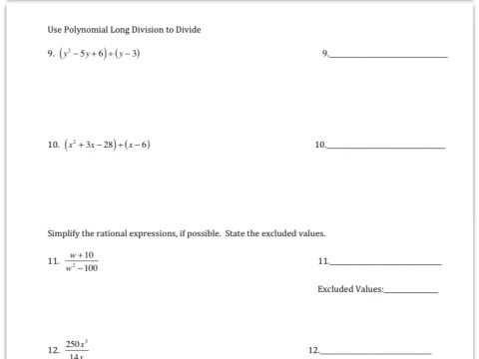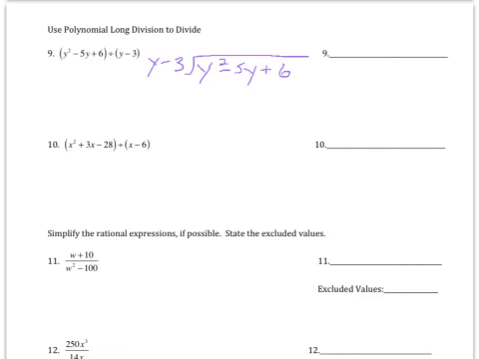Now we will review polynomial long division. So we want to divide y squared minus 5y plus 6 by y minus 3. So the y minus 3 is going to go outside, and inside the division box is going to go y squared minus 5y plus 6.